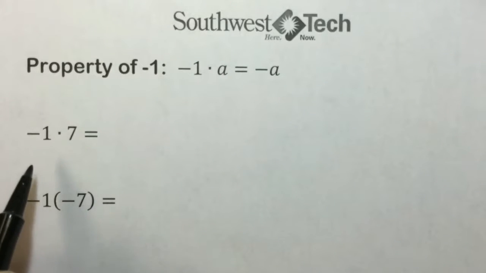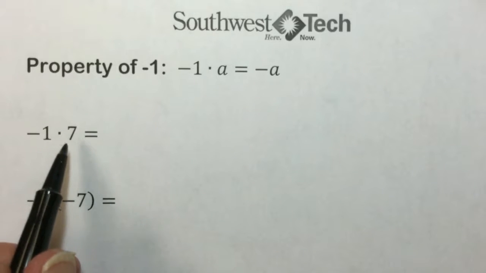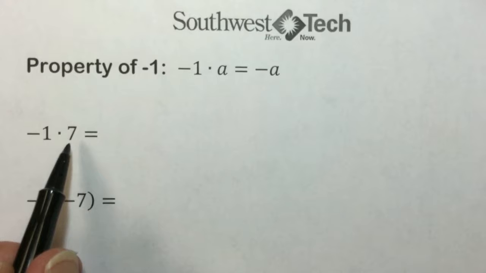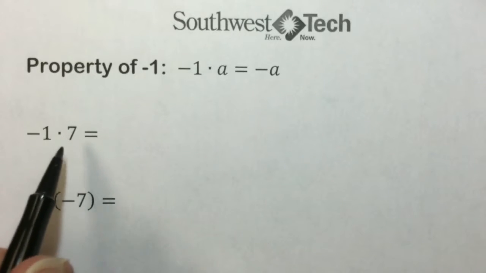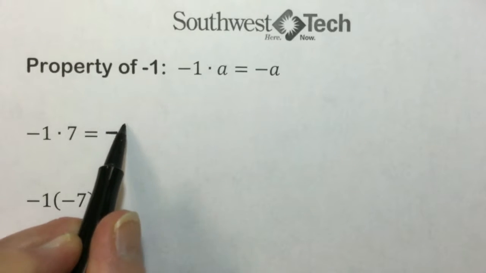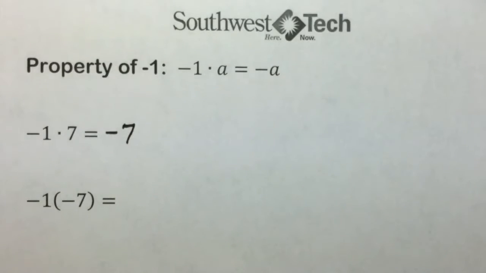And here I have some examples of the property of -1. -1 times 7 results in the opposite of that 7, which is positive, and the opposite is -7. Here we have a -1 times a -7. Using the property of -1, the opposite of -7 is 7. We also can use that relationship of two negatives multiplied together is a positive as another way of justifying this answer.